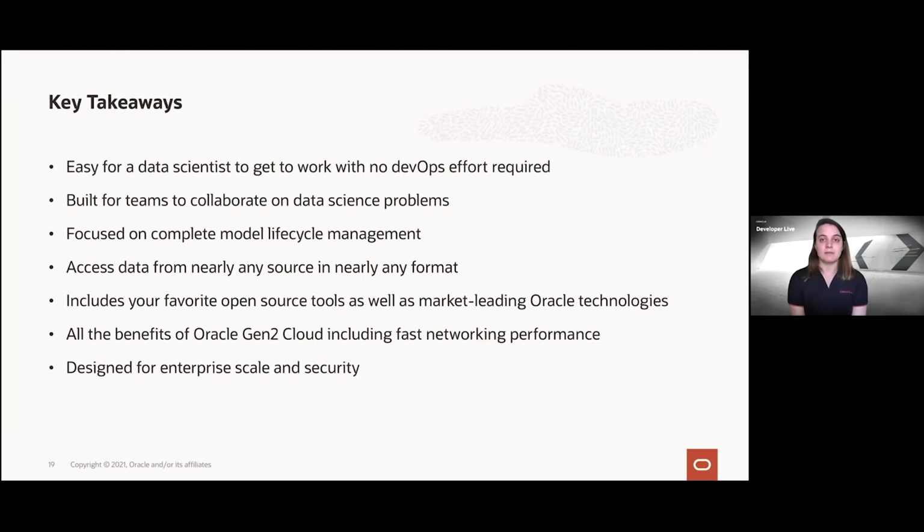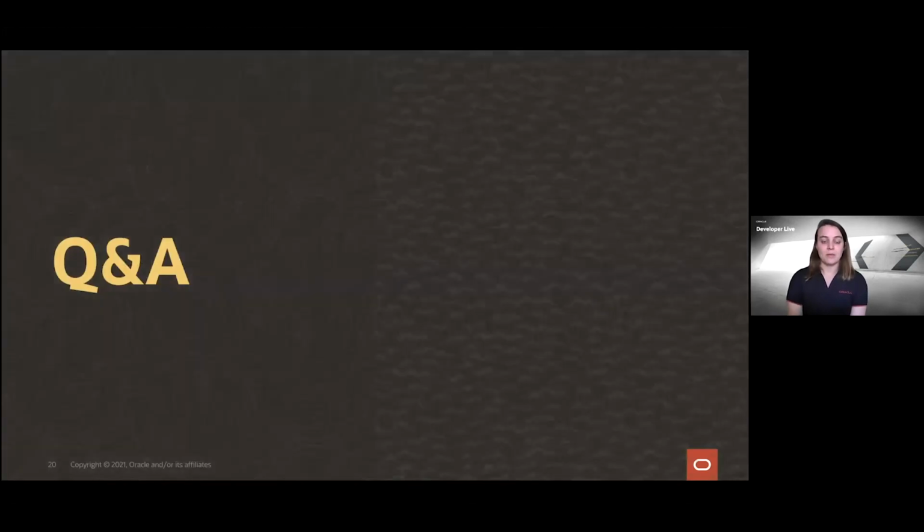Next, OCI Data Science service is a native service of OCI, meaning that we benefit from all of the great features of Oracle's Gen 2 cloud, including faster networking performance. And lastly, as part of the OCI family, we are designed for enterprise scale and security. And with that, we will be taking a few questions.